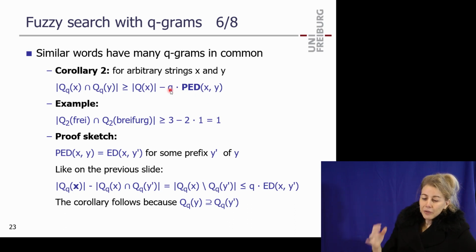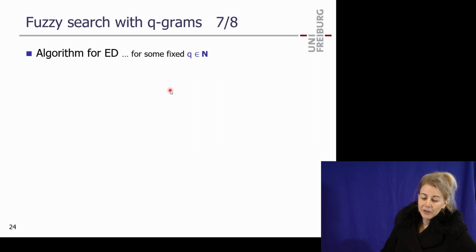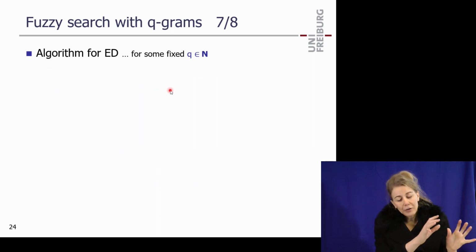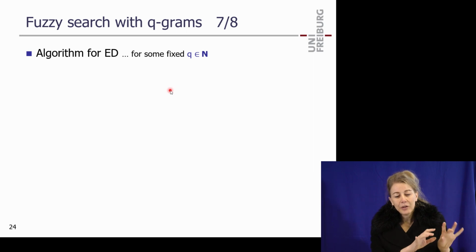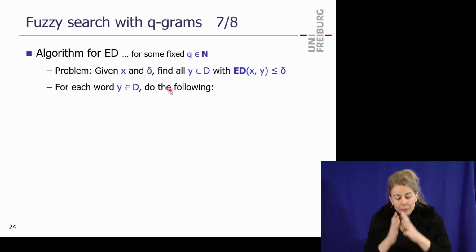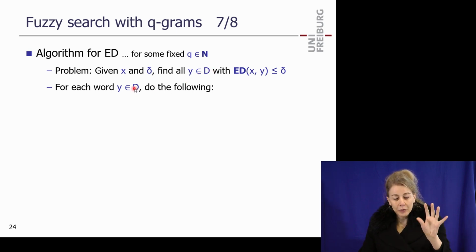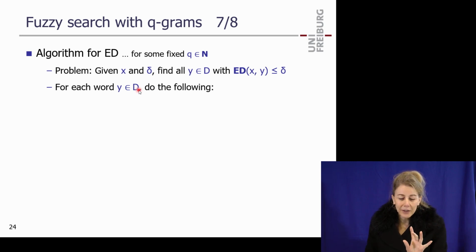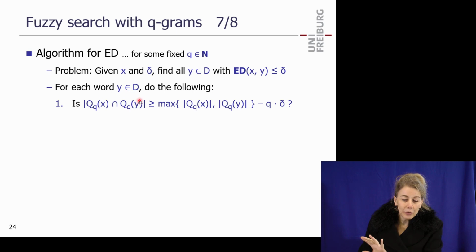Back to the intuition. Similar words have many q-grams in common for ed and prefix edit distance. Let's turn that into an algorithm. And now the algorithm is actually pretty easy again. So what I do, I've typed something, this is my X. Now I have my big dictionary. And now conceptually, for each of these words I compute how many q-grams do X and Y have in common. And I wonder, is it above this threshold here, which I've seen on the previous slide?